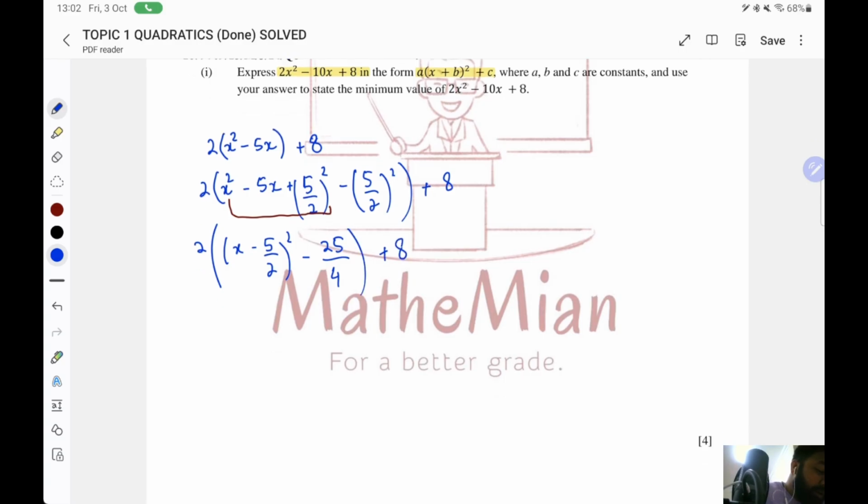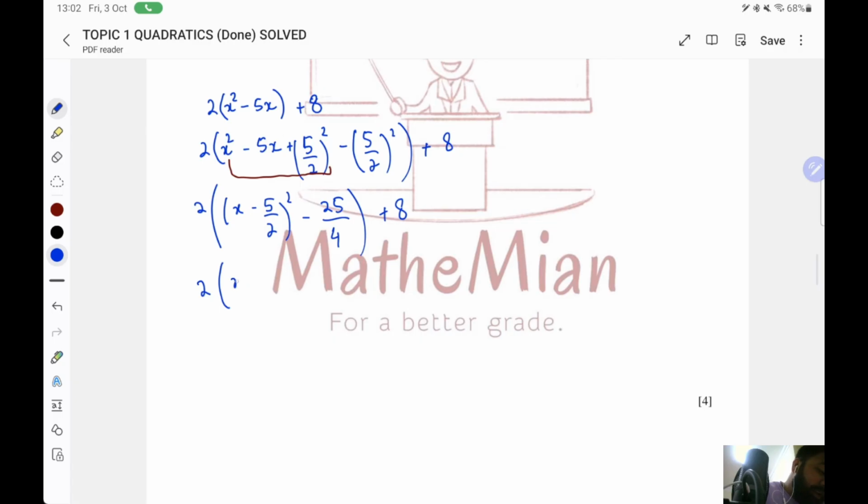Now we can open the brackets. It will be 2 bracket x minus 5 divided by 2 whole square minus 25 by 2 plus 8. Now we can simplify and it will be 9 by 2. So 2 bracket x minus 5 by 2 whole square minus 9 by 2.